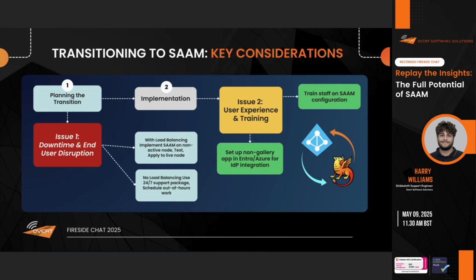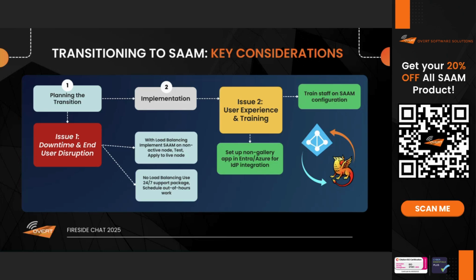So when transitioning to SAAM, organizations should think about a few potential issues, and this diagram lays it out quite nicely. First, under planning the transition, they need to evaluate downtime and its impact to end users. So that is issue 1. To minimize disruption, those with a load balancing setup can implement the SAAM bridge on their second non-active node, then apply it to the live first node when they are happy.